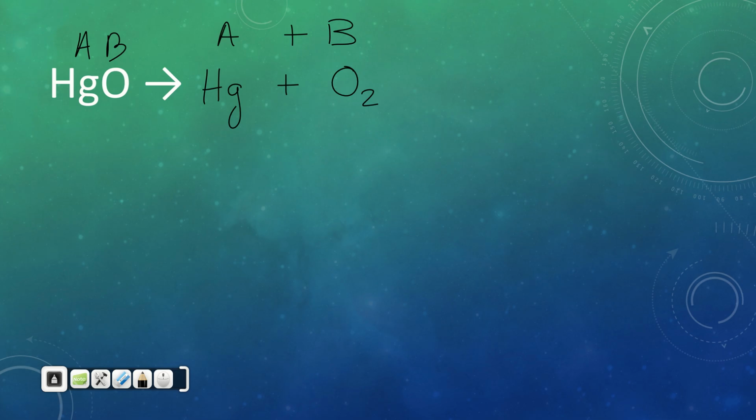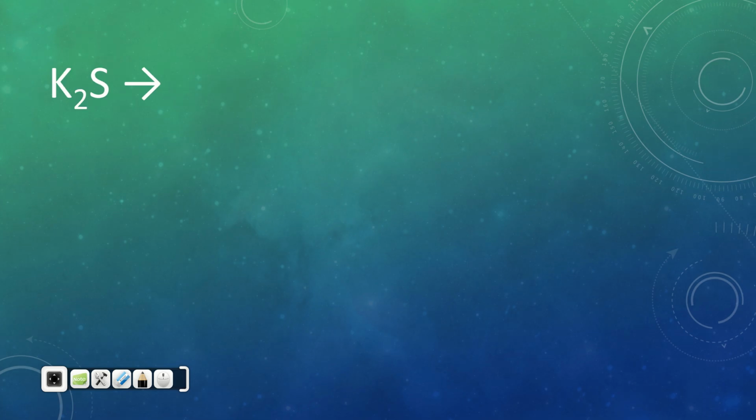Then I balance. 1 Hg on the left, 1 on the right, 1 O on the left, 2 on the right. I need to bring back and put a 2 here. Now I have 2 Hgs, 2 Hgs. Okay? All right. So you try this one. Pause for a second and try it out on your own.